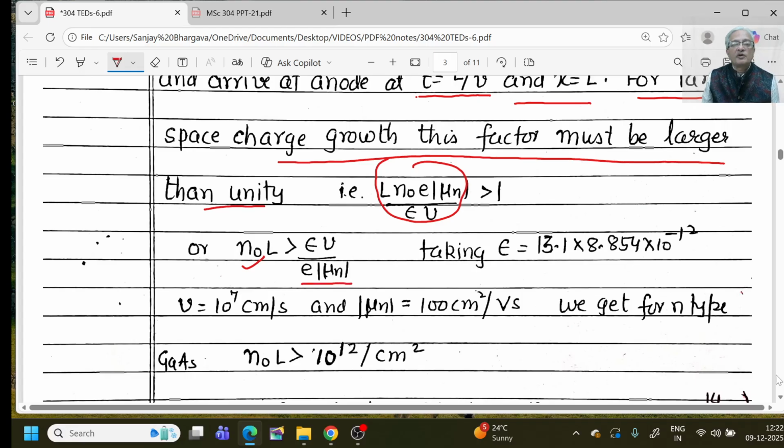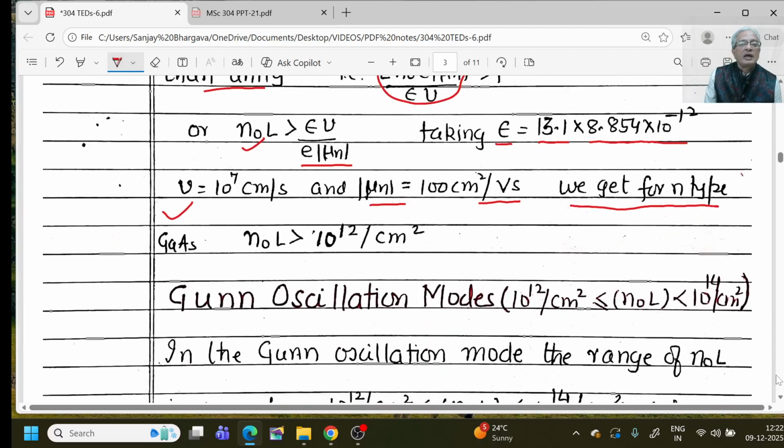Now we have the value of epsilon as 13.1 into 8.854 into 10 raised to the power minus 12. V would be 10 raised to the power 7 centimeter per second. The mobility mu n would be equal to 100 centimeter square per volt per second, and for n-type semiconductor, that is gallium arsenide, the product N0L should be greater than 10 raised to the power 12 per centimeter square.